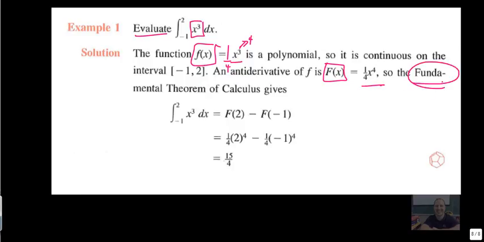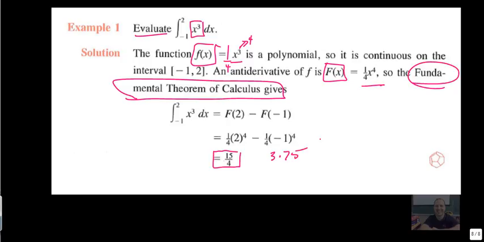The fundamental theorem of calculus now says that in order to do this, all we have to do is evaluate the antiderivative at 2 and subtract the value of the antiderivative at -1. Okay? And here we go. So you plug in 2, you plug in -1, you should get a value of 15/4, or 3.75.